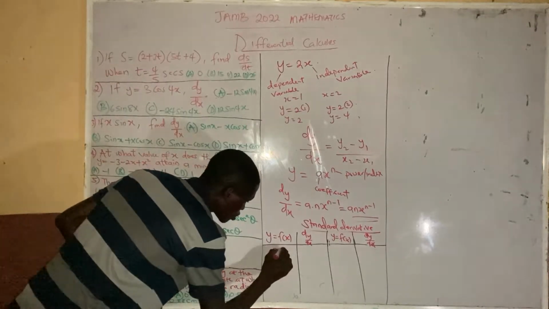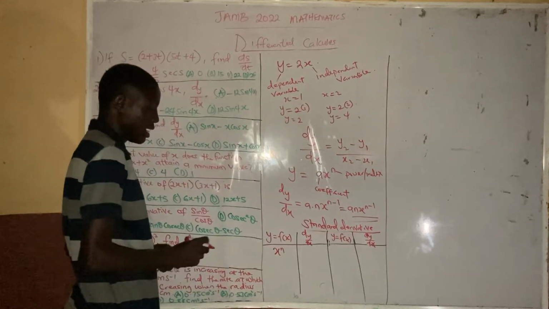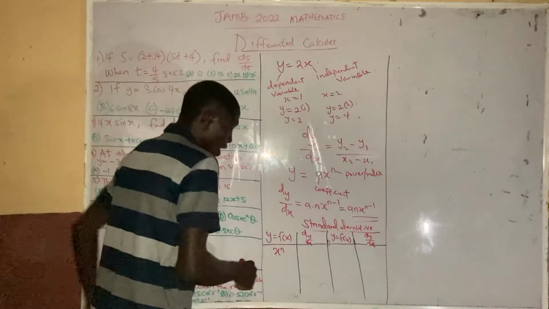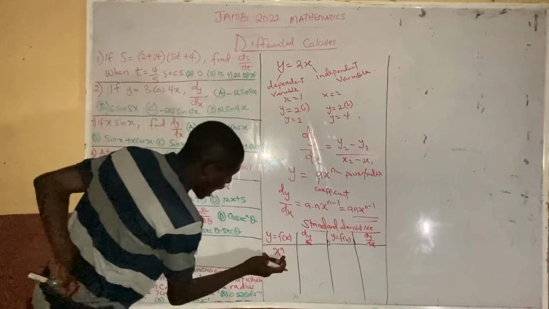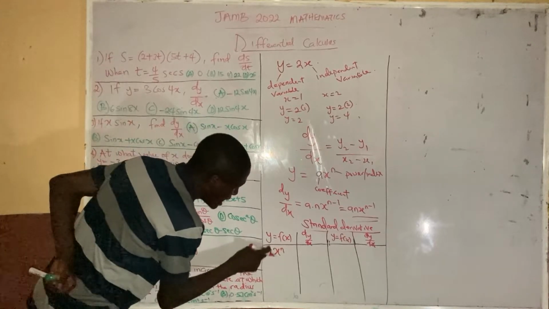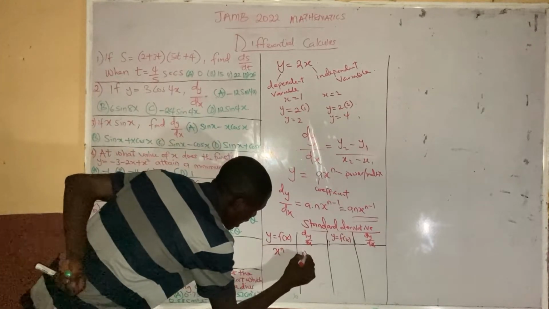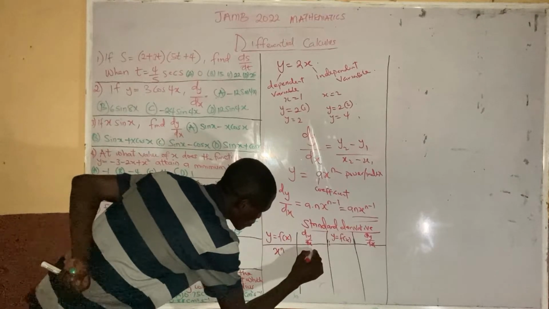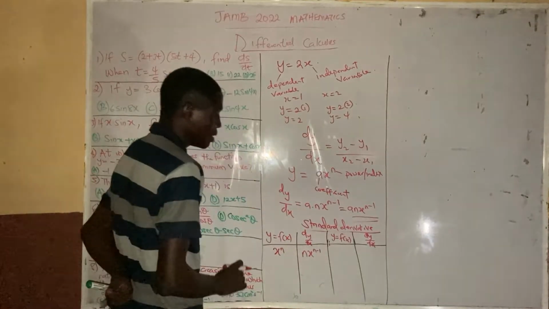When you have x to the power n, that is a power function. It means n times x raised to power n minus 1. That is the derivative.